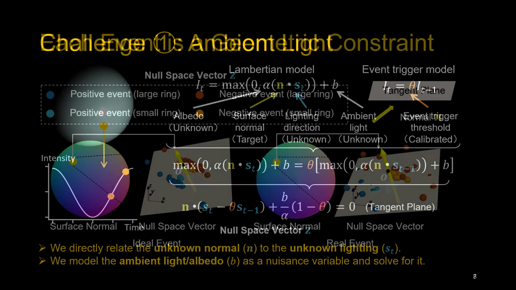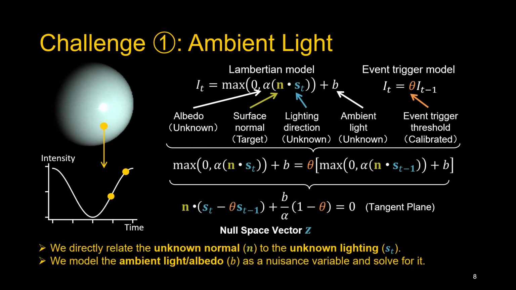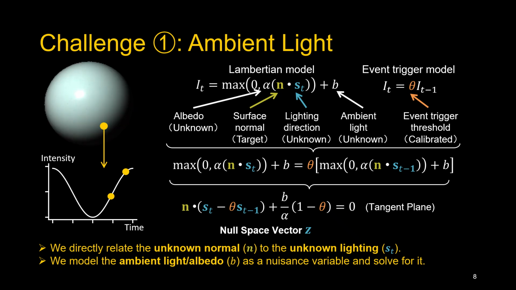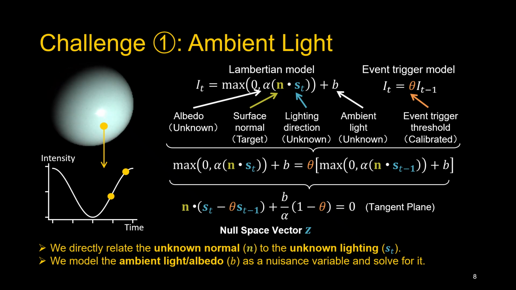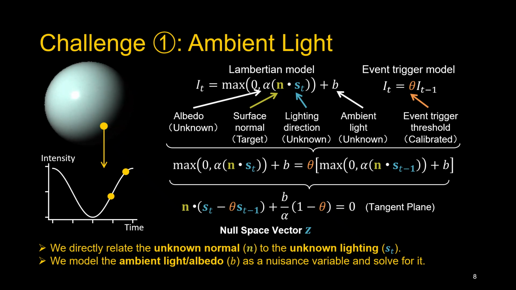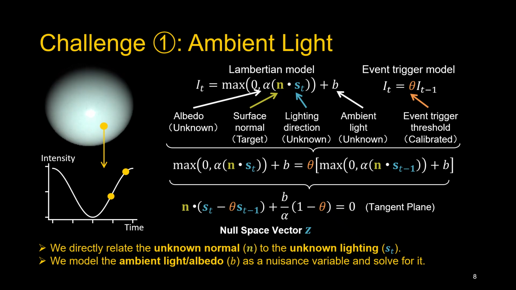This insight allows us to tackle the first major challenge, ambient light. Starting with the Lambertian reflection model and the event trigger model, we derive a single linear equation. Critically, we don't try to remove the unknown ambient light and albedo. Instead, we algebraically group them into a single unknown ratio. This turns them from a problem to be eliminated into just another variable to be solved for.